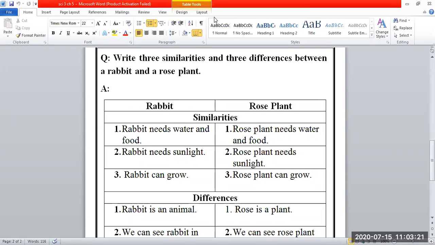First, mention classwork, date and day, and then chapter number 5, that is living and non-living things. Then write down the question that was visible on your screen: write 3 similarities and differences between a rabbit and a rose plant. Students, we have only, I think, 19 minutes. So in 19 minutes, you are going to complete this question.